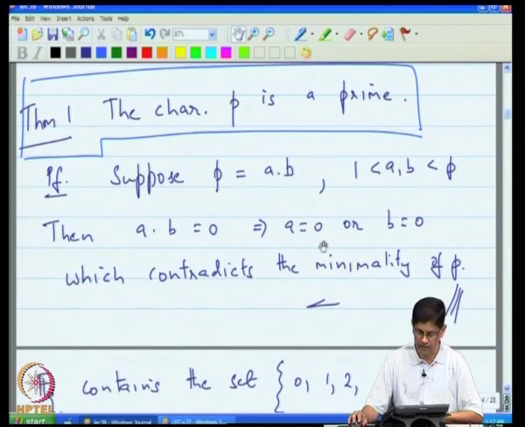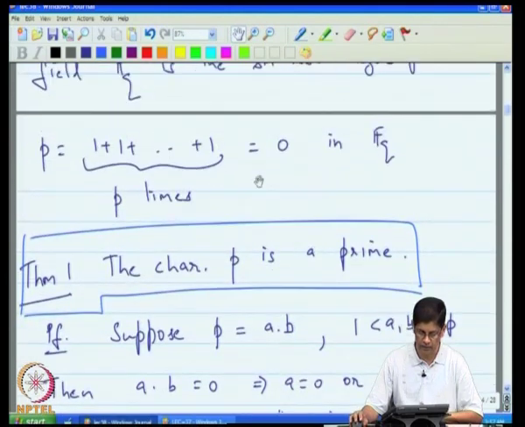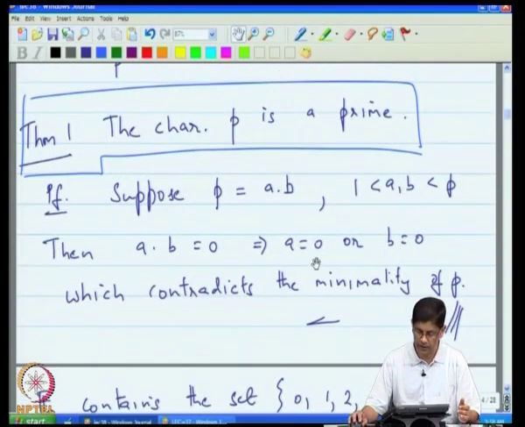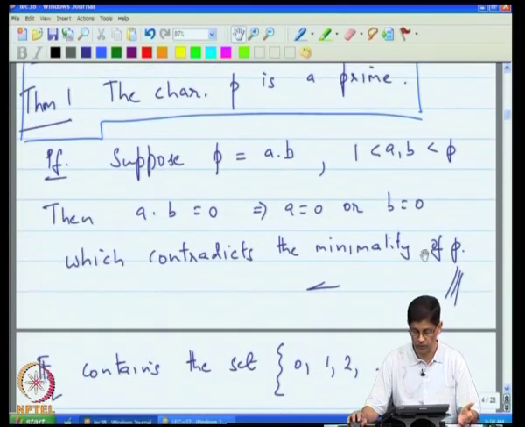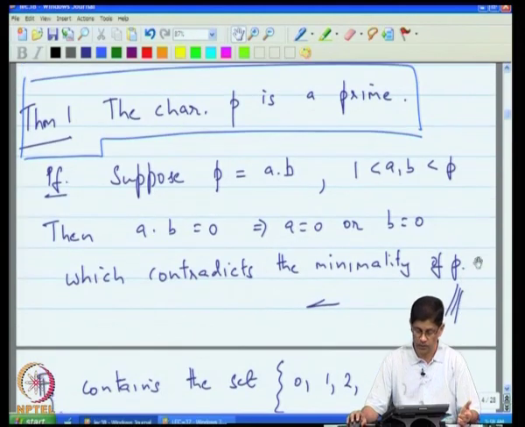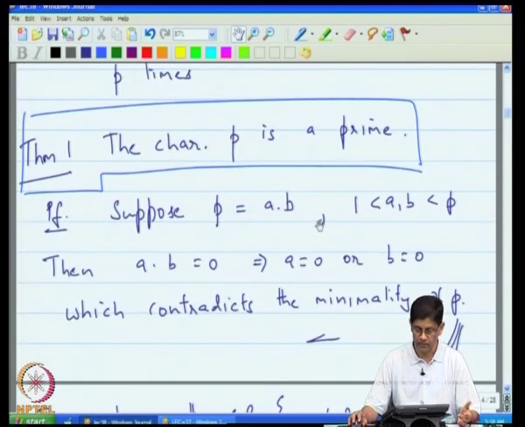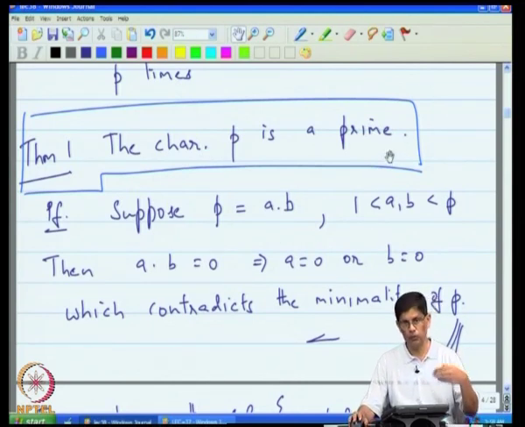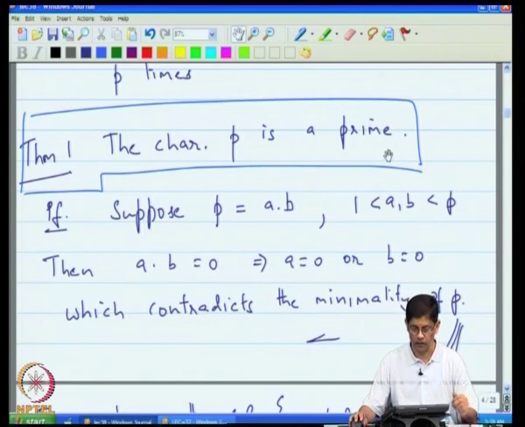But then if a is 0, then that contradicts the minimality of p, because we said p is the smallest integer such that if you take p copies of the multiplicative identity, then you will actually get 0. But here you are getting that either a is 0 or b is 0. So, that contradicts the minimality. So, the only way this could happen is if in fact such a factorization is not possible, which tells you that p is a prime number. So, p could be 2, 3, 5, 7, 11 and so on, but it cannot be 6, 9 or 12.